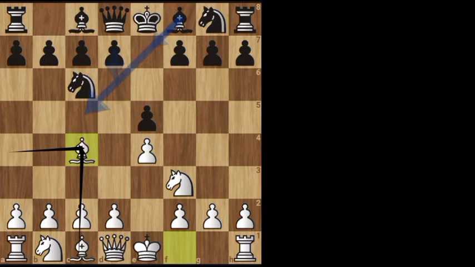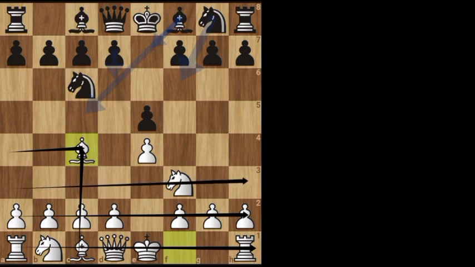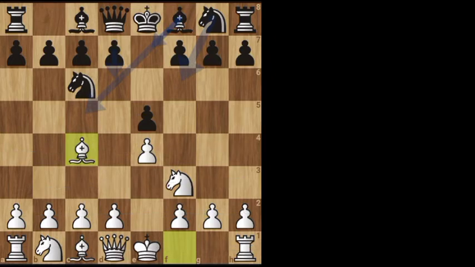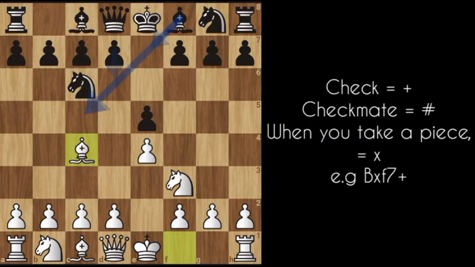Like I said, this is the 1st rank in case you don't remember. This is the 2nd rank, this is the 3rd rank, this is the 4th rank. So the bishop is on the c file on the 4th rank, so it's written as Bc4. So that's how you record your chess game. When you give a check, it is written as plus.